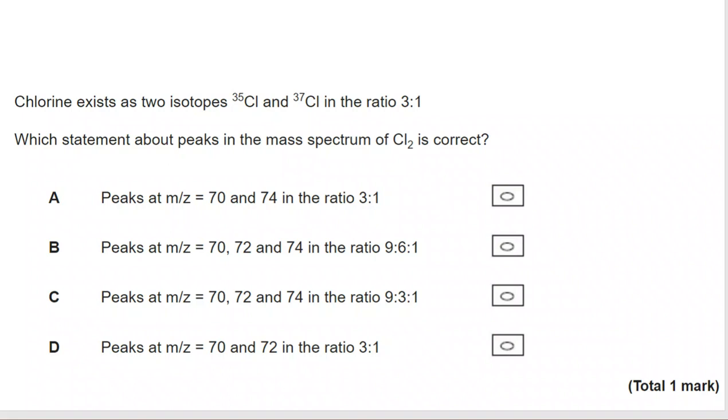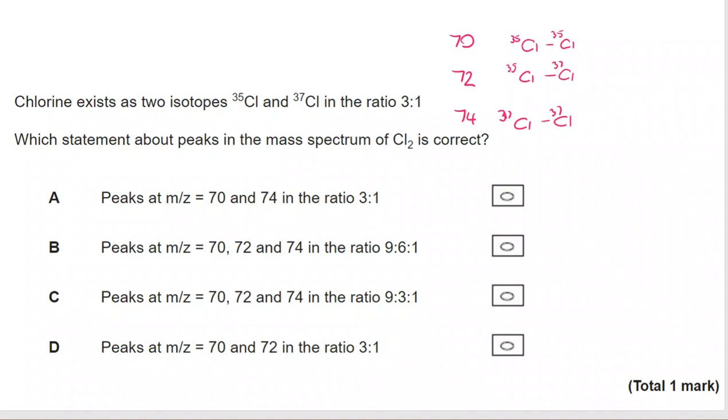And we've really got 3 different forms that could exist. We could have a chlorine 35 bonded to a chlorine 35, a chlorine 35 bonded to a chlorine 37, and a chlorine 37 bonded to a chlorine 37. Now that means that each of those 3, their respective relative molecular masses would be 70, 72, and 74.